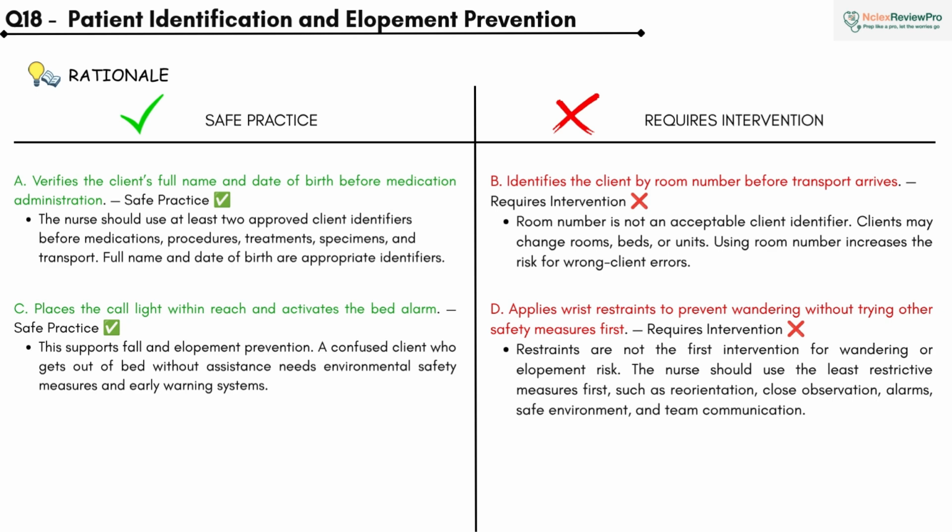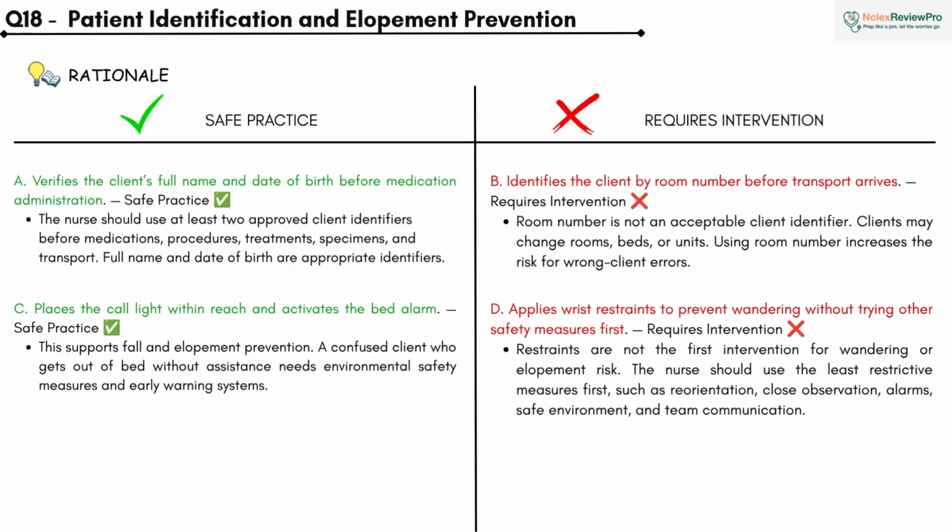Full name and date of birth are appropriate identifiers. For option B, identifying the client by room number requires intervention. Room number is not an acceptable client identifier. Clients can change rooms, beds, or units. Using a room number increases the risk for wrong client errors.